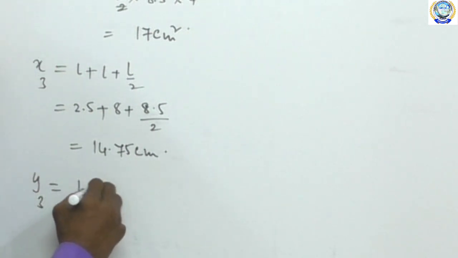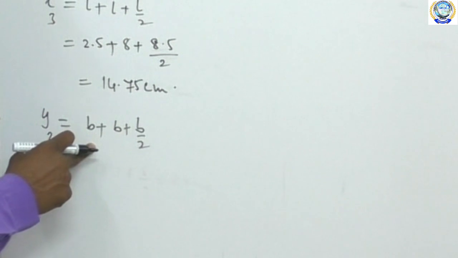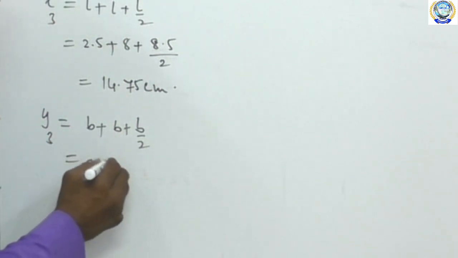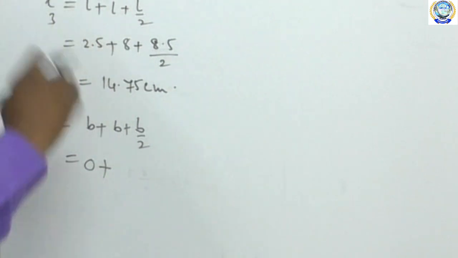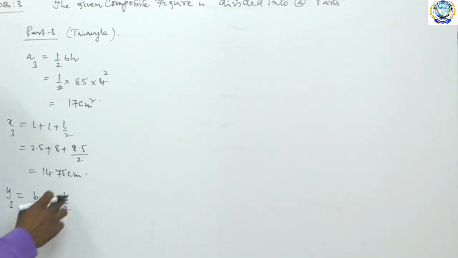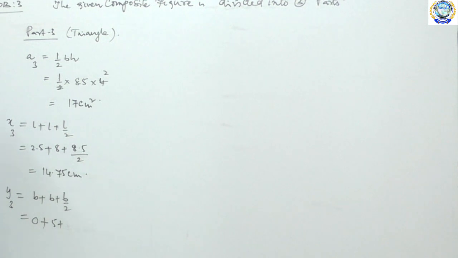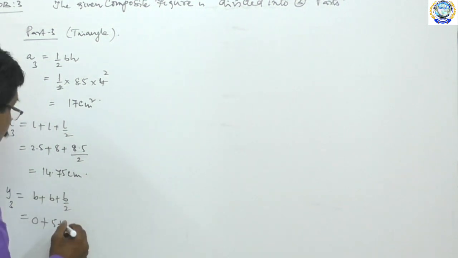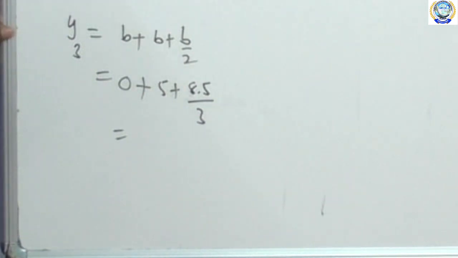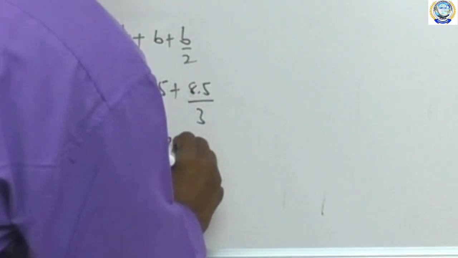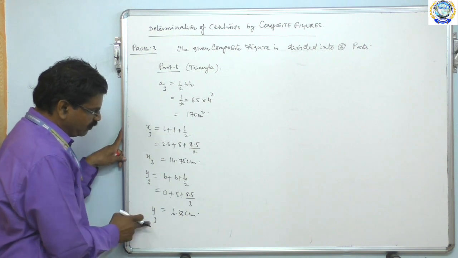Similarly, we need to find y3. y3 is equal to, we have a formula b plus b by 2. That implies for the first portion b is 0 and for the second portion we have b. So for the first portion 0, and for the second portion, as we move from down to upward direction, this b belongs to the second specimen, that is the rectangle. How much is it? 5, plus this b belongs again to the third portion. What is my b here? 8.5. That implies 8.5 by 3. After simplifying this, we will get 6.33 centimeters. This is y3. So you got the value of x3, you got the value of y3.